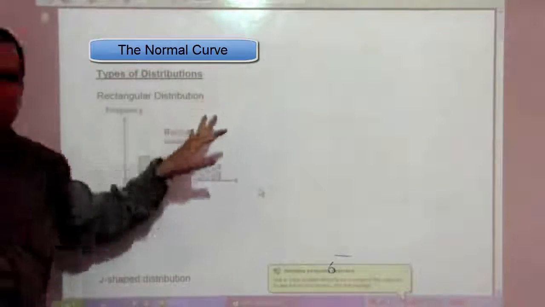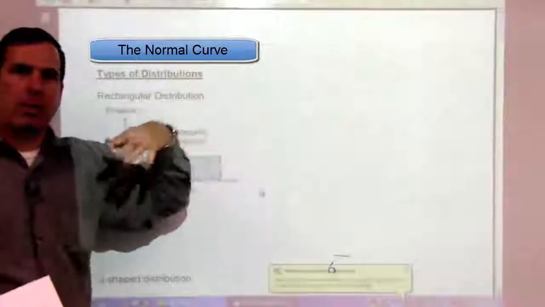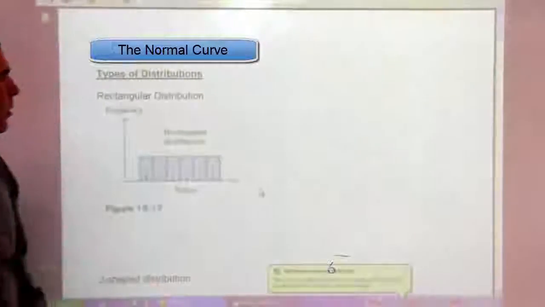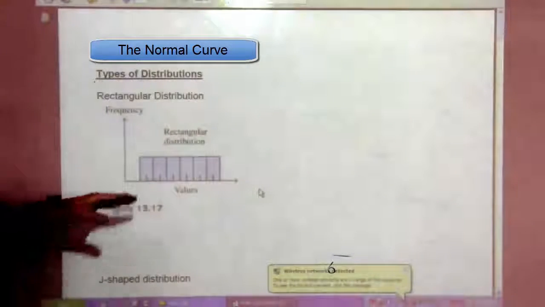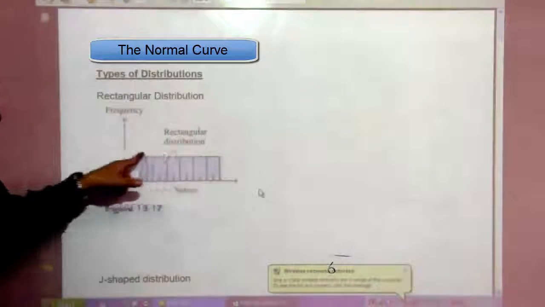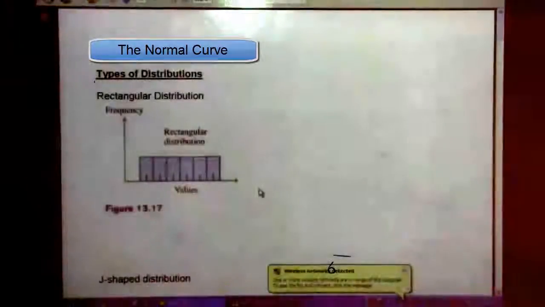So there are types of distributions. We're going to talk about distributing data, how it's going to spread out, if you were to graph it all out like a histogram or bar graph. There's a rectangular distribution, so everything's the same height. These are all pictures from the book.